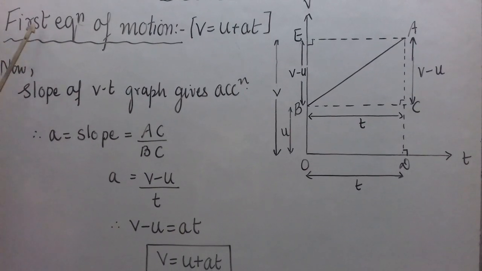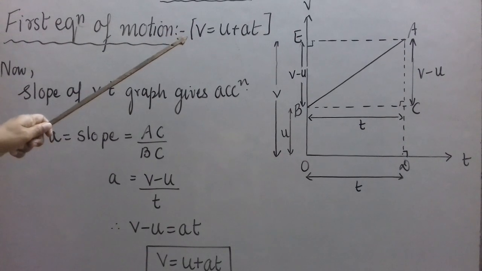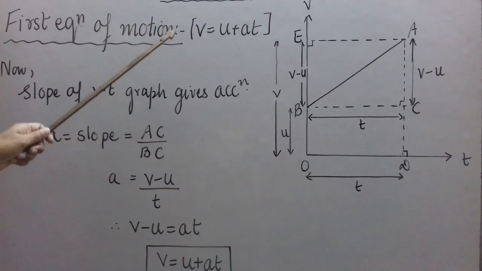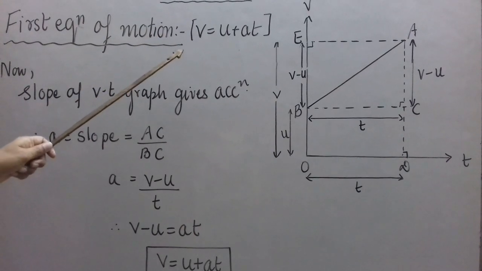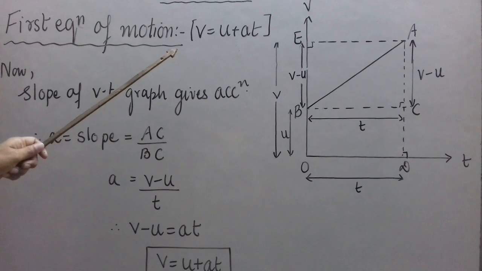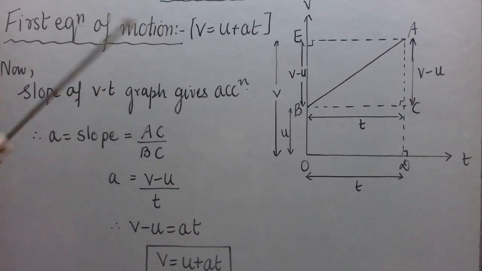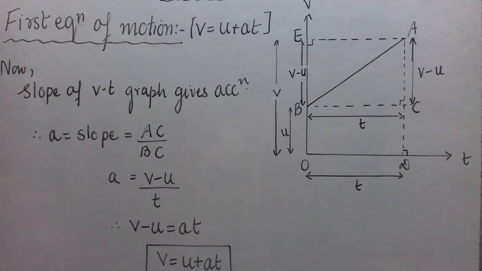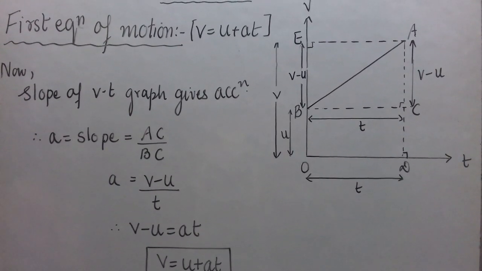Let us see the derivation of first equation of motion. See, this is the first equation of motion. V is equal to U plus AT. You know, U is initial velocity, V is final velocity, A is the acceleration of the body and T is the time after which the velocity becomes V. Now we have to derive this equation of motion graphically. So obviously we are going to use a graph.